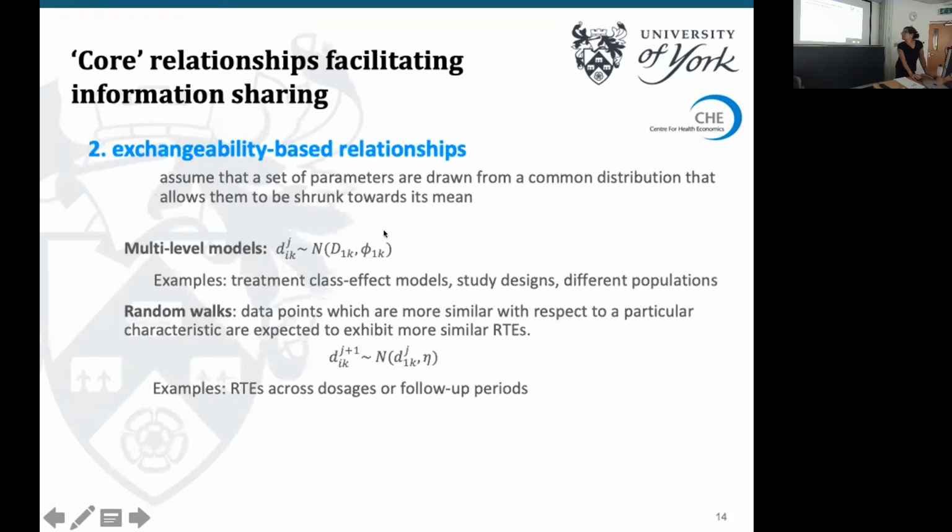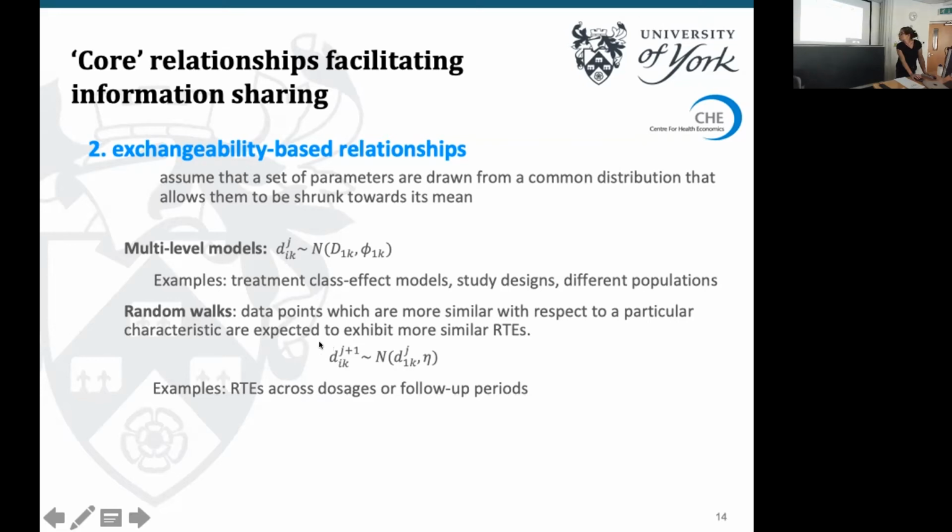So the second type is exchangeability-based relationships, and he identified multi-level models, which assume that the different treatment effects on the different population sets, in the example I'm using for simplicity, are drawn from a common distribution. And that's been done in class effect models. So I've briefly mentioned treatments of the same class. Treatments of the same class have been pooled together using multi-level models, but also across study designs and different populations, and also random walk models.